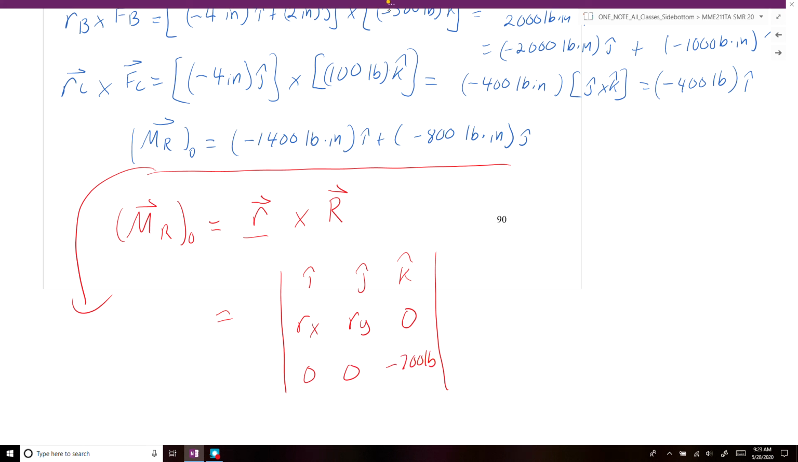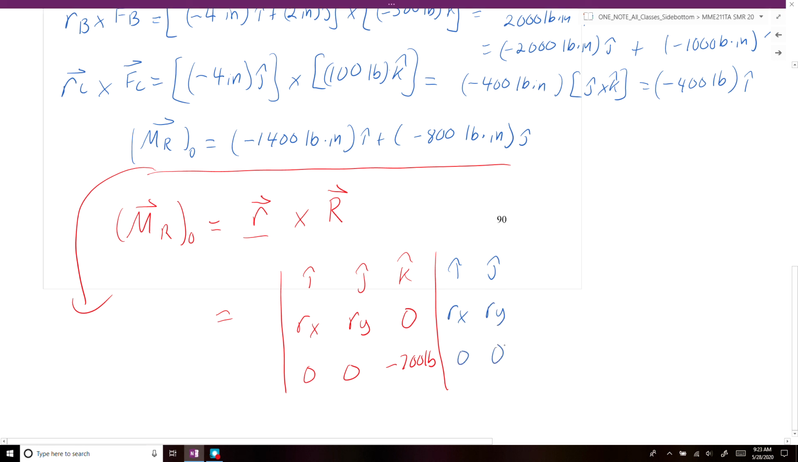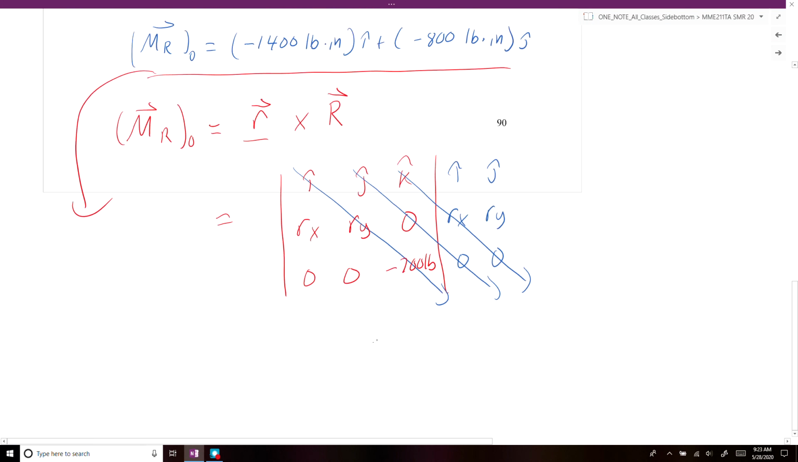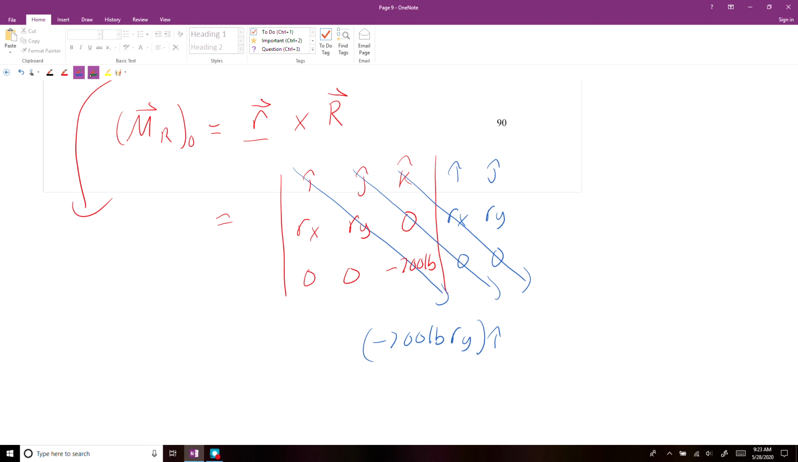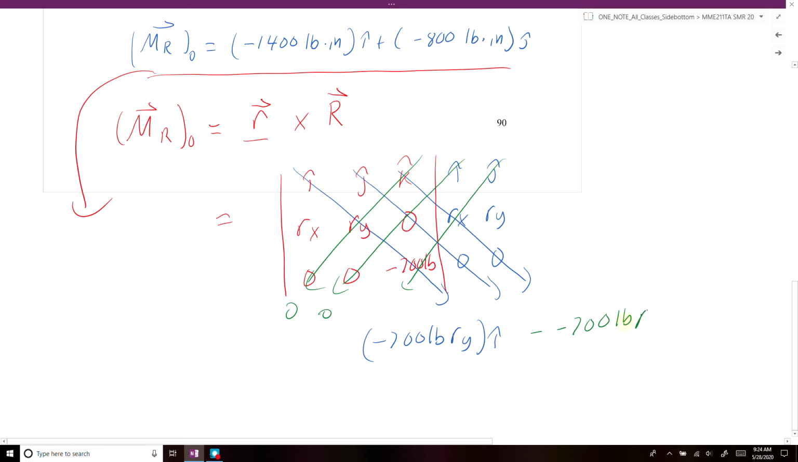All right, so we can copy the first two columns of this matrix, and we can evaluate this determinant. If we do that, we get minus 700 pounds Ry times I, and then for all of our negative diagonals, we're going to get a couple zeros, but we'll get minus 700 pounds Rx times J.